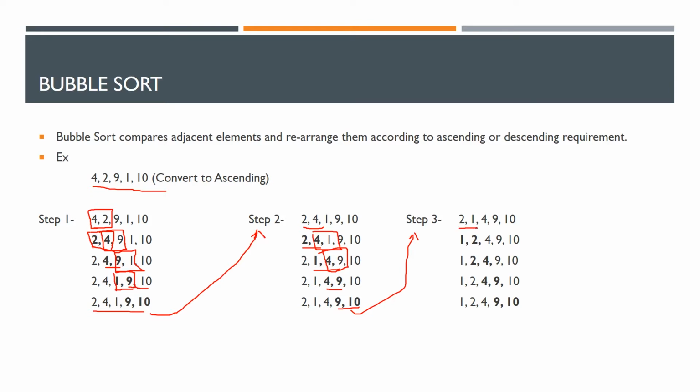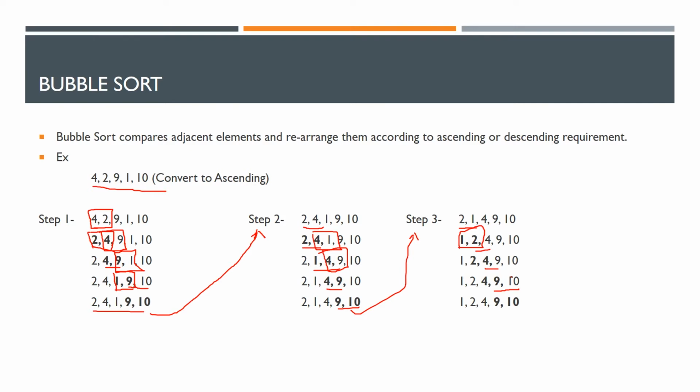So we'll again check the two numbers. Are they in ascending order? No, they are not. So we will replace them. Then we'll check all the rest of the numbers, but they are already in ascending order. So no need to rearrange them. This is how bubble sort actually works.